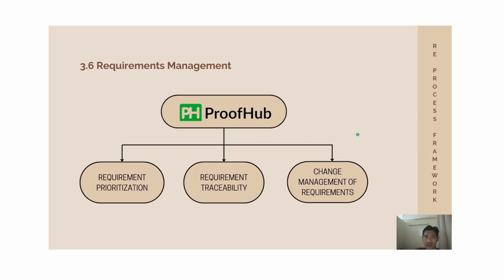And then for 3.6, we have requirement management. For requirement management, we are using a selected requirement management tool. So we are using ProofHub as one of the tools. It's a web application tool for requirement management. It provides requirement prioritization, traceability, and also change management of the requirements.